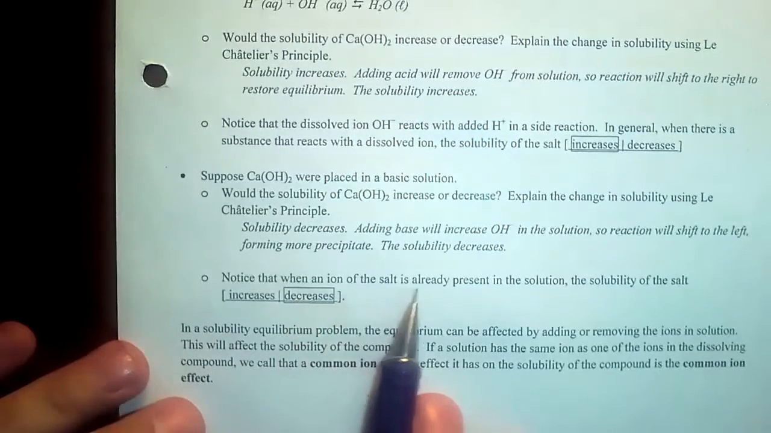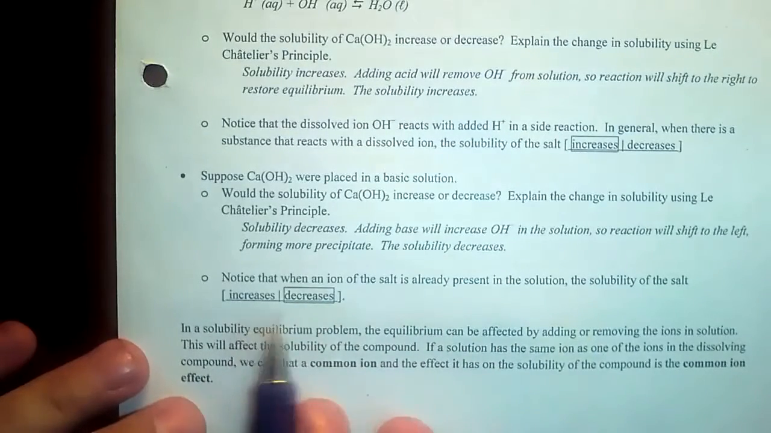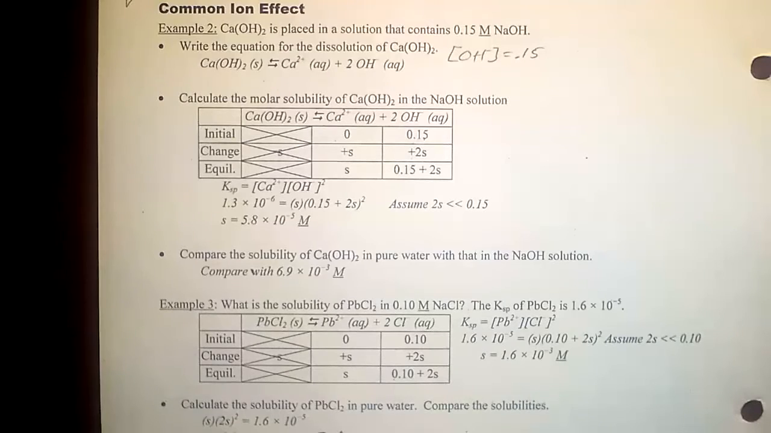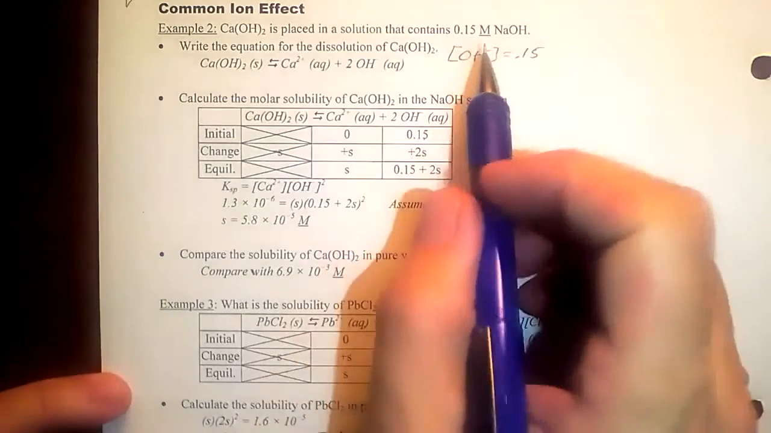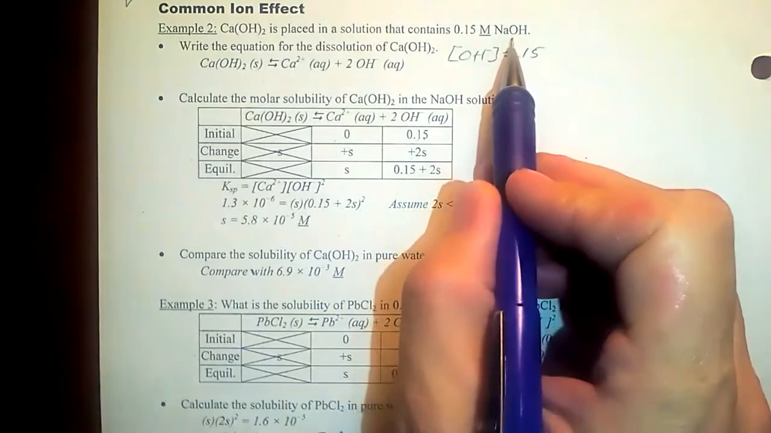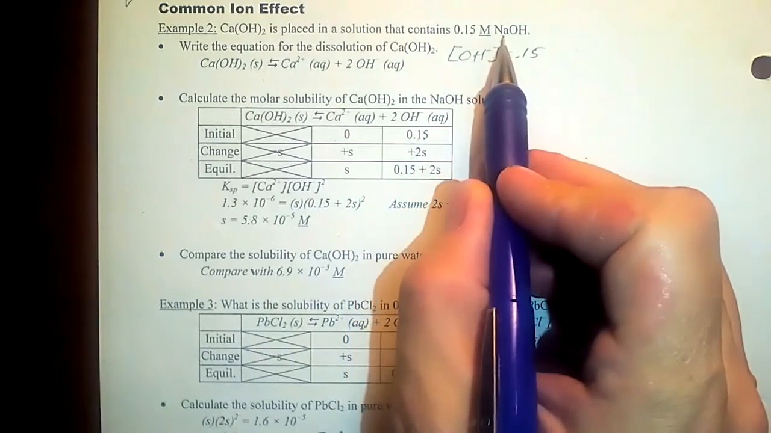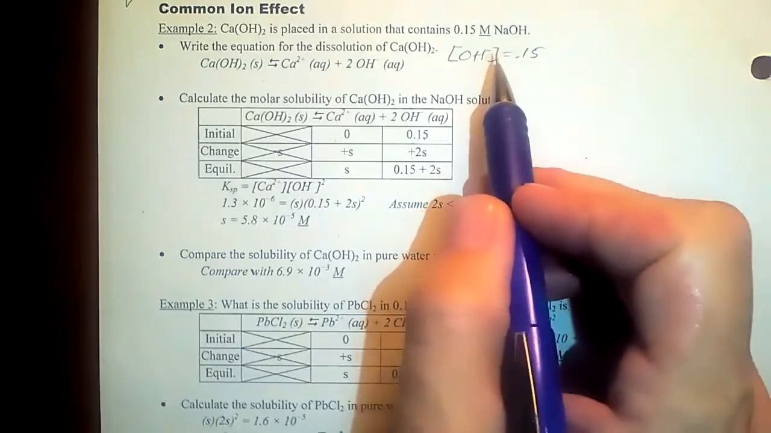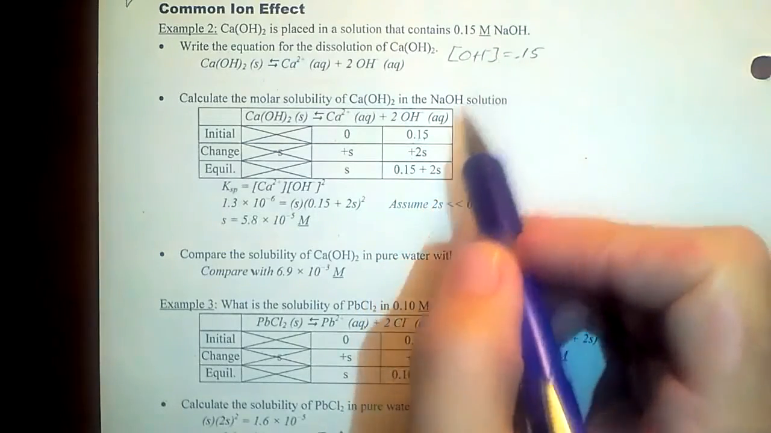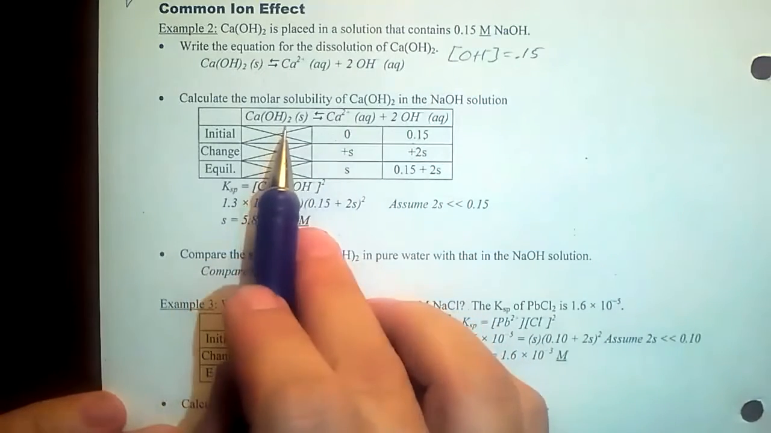So when an ion of the salt is already present, the solubility decreases. On page 2, let's actually do the math for the common ion effect. So if you dose this ahead of time with sodium hydroxide, that's a strong base, and the sodium always tries to come off its anion. So either way you look at it, you get OH minus molarity is 0.15.